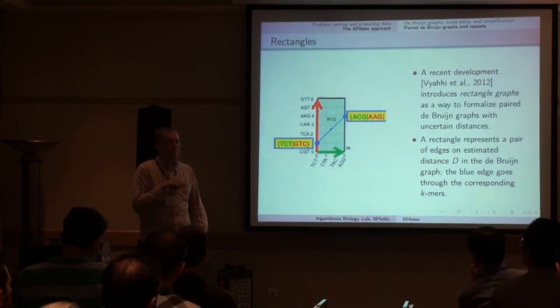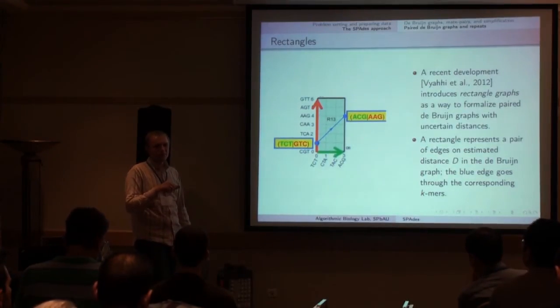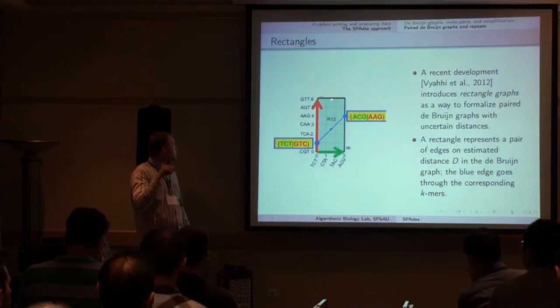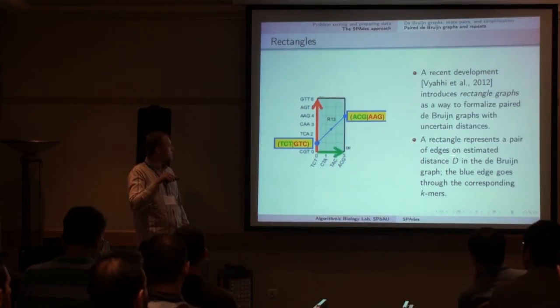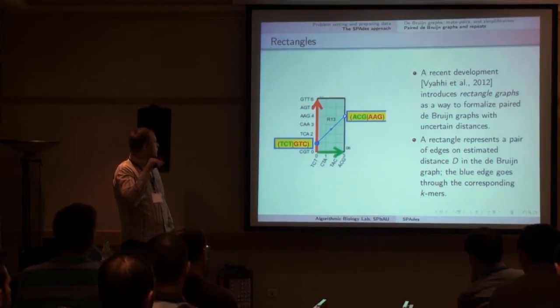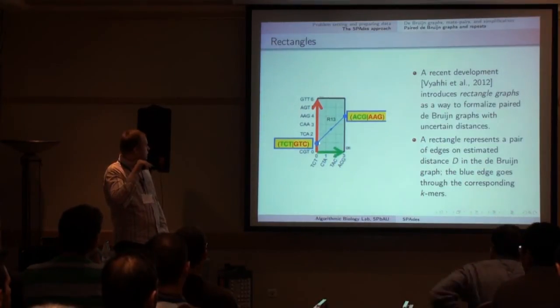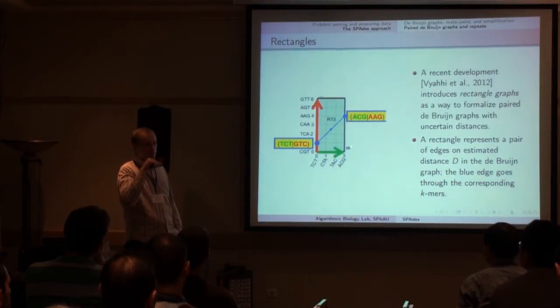And what we will try to do is construct, again, a kind of de Bruijn graph, which is called a rectangle graph. It consists of these rectangles. So a rectangle is a pair of edges in the de Bruijn graph such that we have paired information between them, and we have an estimated distance in the de Bruijn graph between these edges. And now this blue diagonal here comes through these pairs of k-mers that are at distance d between these edges. Okay?